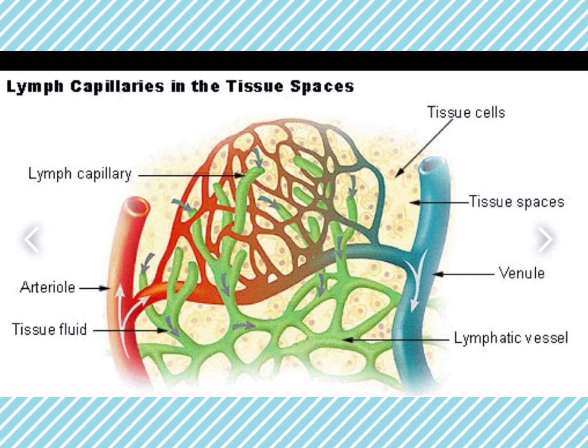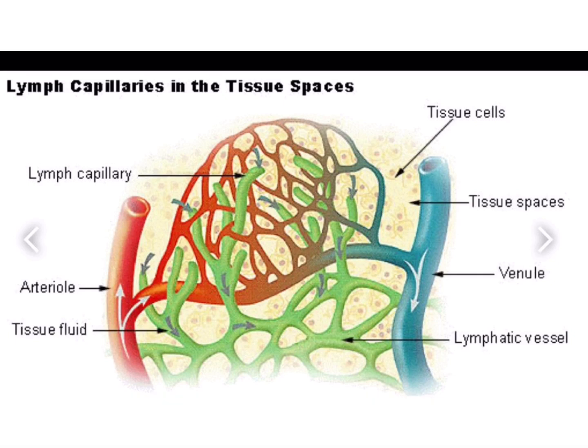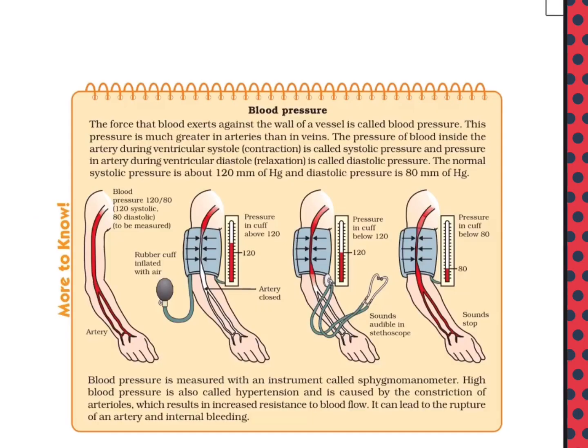It looks like plasma, but it is colorless. It consists of less protein. It drains into lymphatic capillaries from intercellular space, which join to form large lymph vessels that finally open in larger veins. The lymph carries digested and absorbed fat from intestine and drains excess fluid from the extracellular space back to the blood. The instrument used to measure blood pressure is called sphygmomanometer.